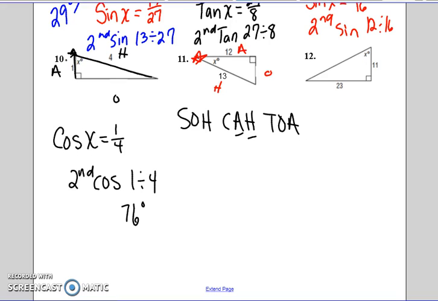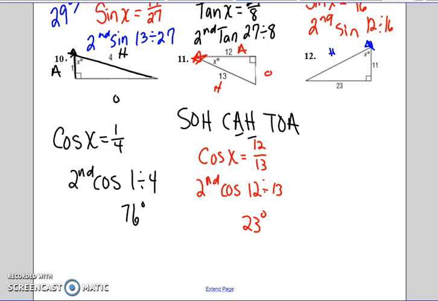Okay, next one, same thing. I have my adjacent and my hypotenuse, so it's going to be the cosine of x is equal to 12 over 13. So you're going to hit second cosine 12 divided by 13. And you should get 23 degrees. And the final problem, hypotenuse, opposite, adjacent. So this one would be the tangent of x is equal to second tan 23 divided by 11.